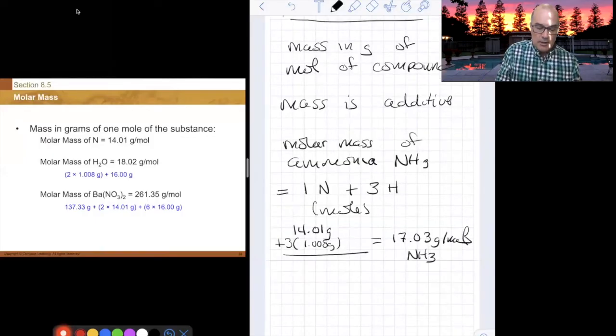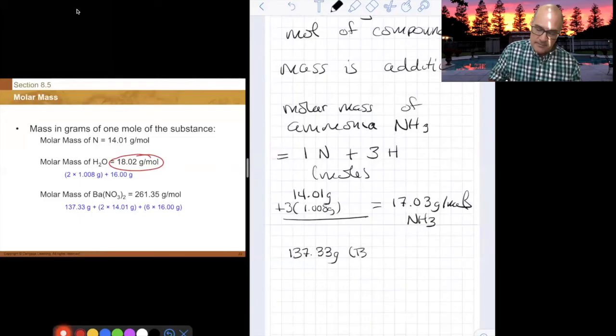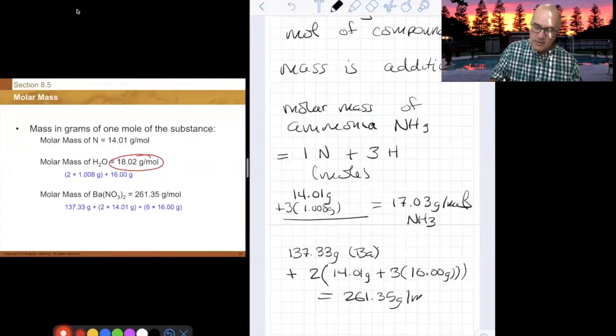And here's some other examples. Water, the molar mass is 18 grams per mole. And for barium nitrate, when we get something complicated like barium nitrate, a salt, we want to maybe build this up, right? So what we have is 137.33 grams for the barium. Plus, well, we have 2 nitrates, so let's figure out the mass of 1 nitrate, 14.01 grams plus 3 times 16.00 grams. And this turns out to be 261.35 grams per mole for barium nitrate, right?